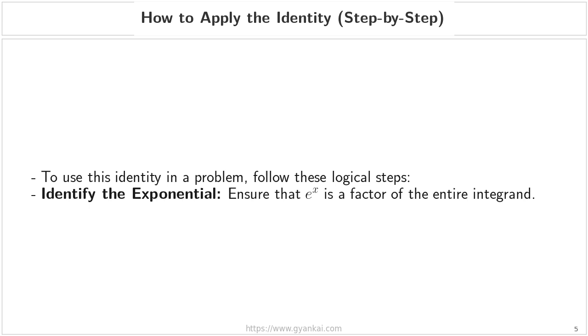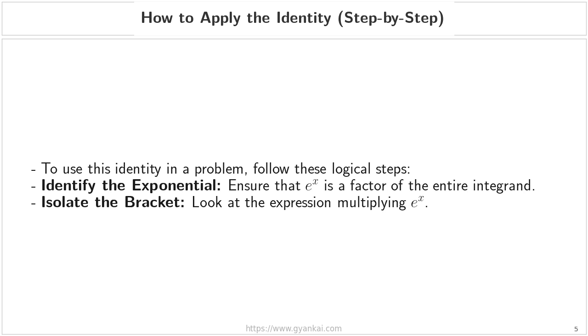First, identify the exponential. This might seem obvious, but it's crucial. We need to make absolutely sure that the integral we're trying to solve contains the factor e to the power of x. Remember, this shortcut only works when e to the power of x is part of the integrand. Next, isolate the bracket. Once you've confirmed the presence of e to the power of x, focus on what's being multiplied by it. That is, identify the expression inside the brackets. This bracketed expression is where the key to applying our shortcut lies.